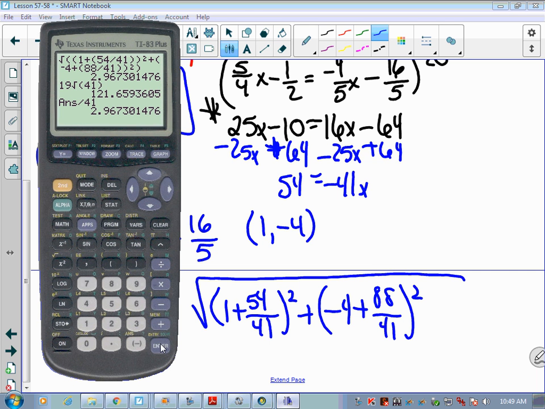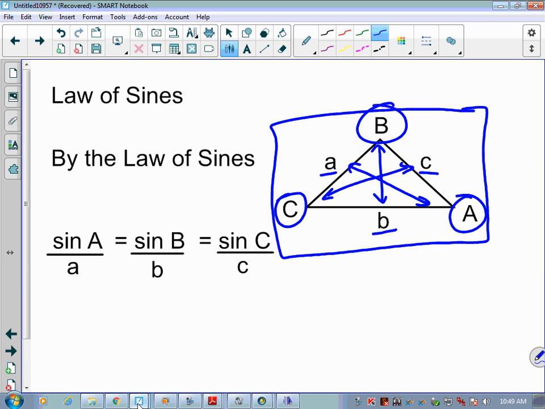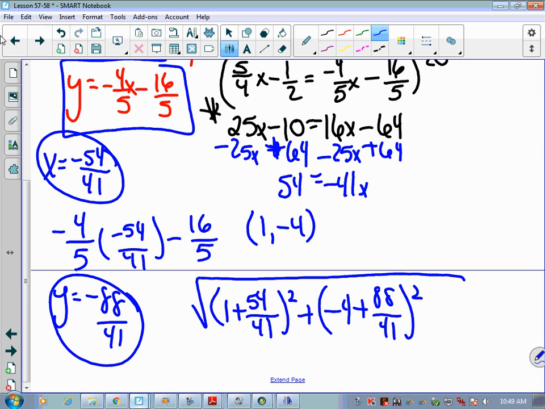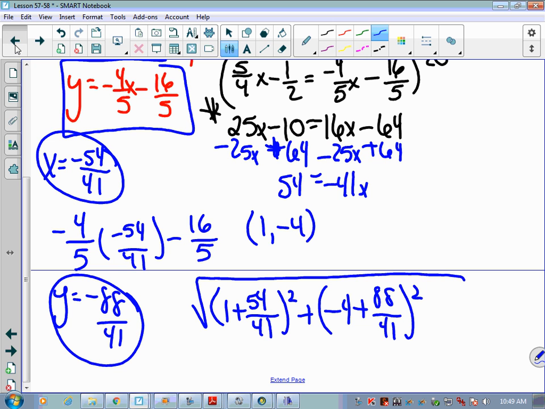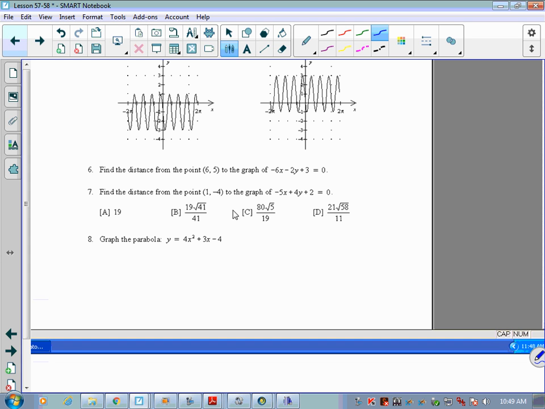Okay, so if we look back at question number 7, let me find it. Wrong thing here. Computer's being super slow today. All right, so you'll see that the answer is B. They do like it in simplified radical form, which we can do.